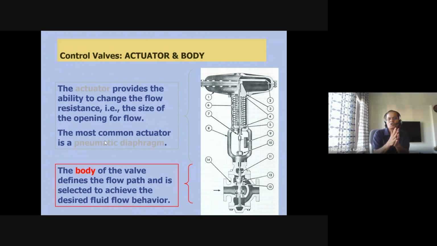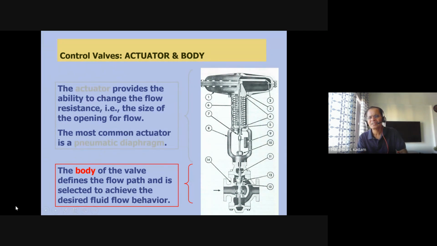Again we are coming to our topic. You see here some numbers are given for the parts, but the main ones are the actuator and body part. The actuator provides the ability to change the flow resistance, that is, the size of the opening of the valve, this portion. The most common actuator is a pneumatic diaphragm. You see this is the pneumatic diaphragm here. The body of the valve defines the flow path and is selected to achieve the desired flow. This is the body part.